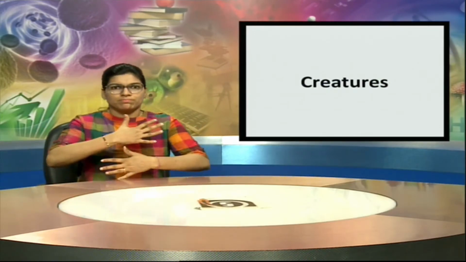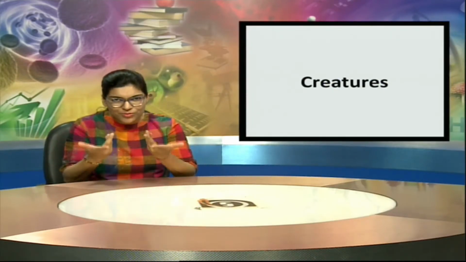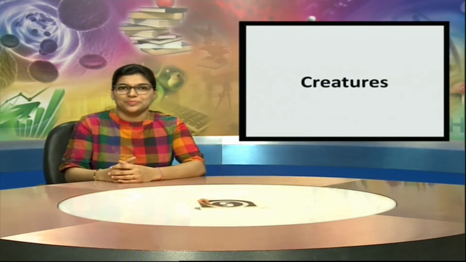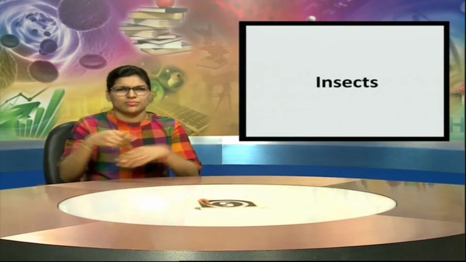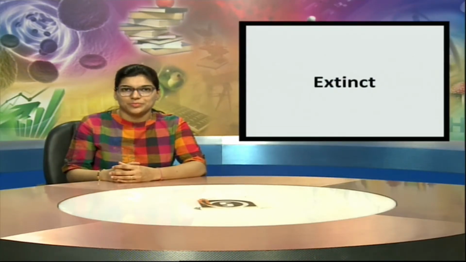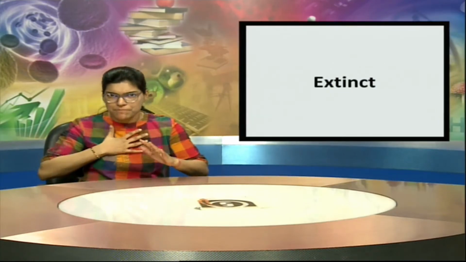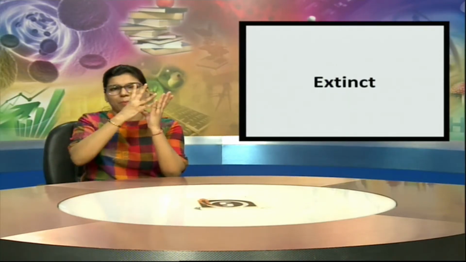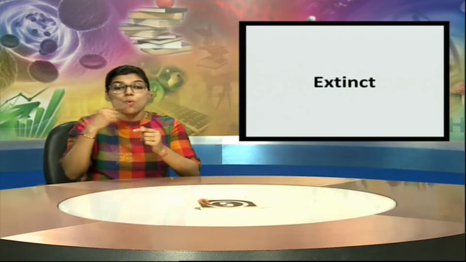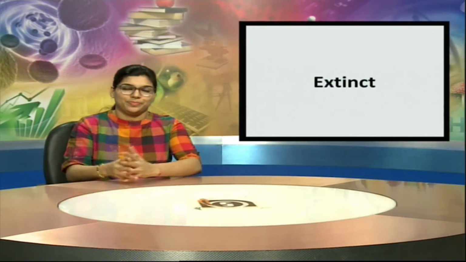Creatures, here creature means some living object. Insects. There are different kinds of insects. Extinct. Like in the earlier time, there were dinosaurs. Nowadays, we cannot see them. They were earlier, so they are now extinct. They were long elephants. They are all extinct now. So there were different animals which are extinct now.